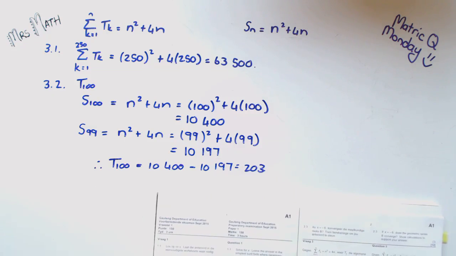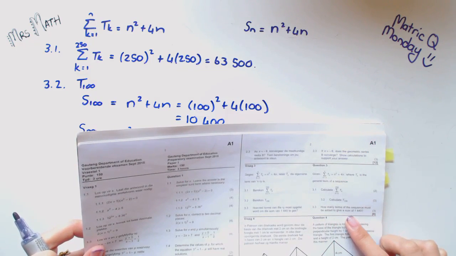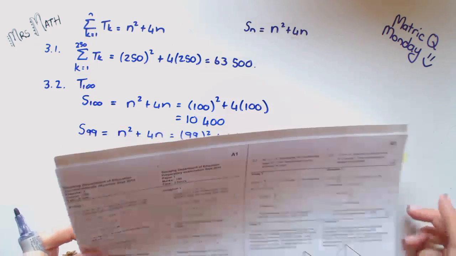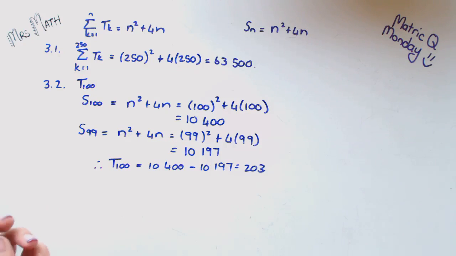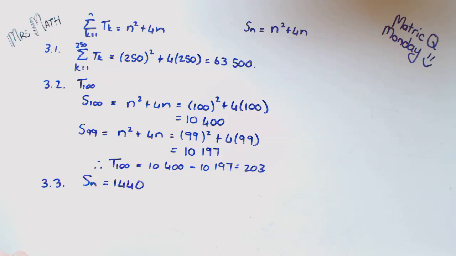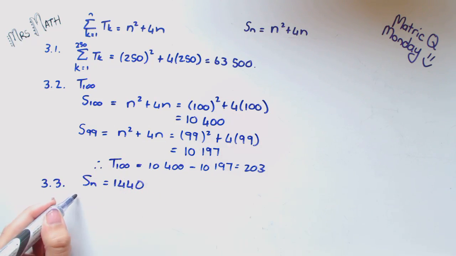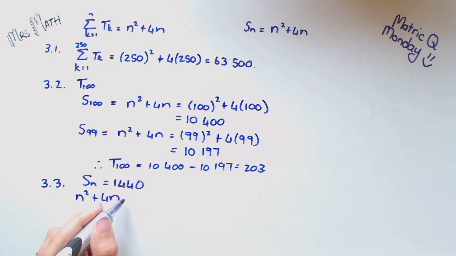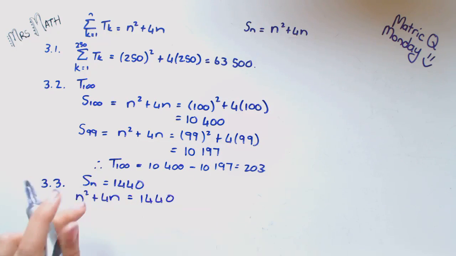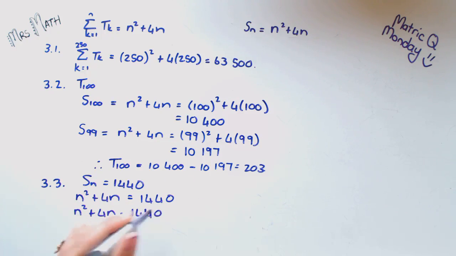And then in question 3.3 they say, how many terms of the sequence must be added to give a sum of 1,440? Right, so how many terms must I add to get a sum of 1,440? Okay, now I know my sum is given by the formula n squared plus 4n. And if I make that equal to 1,440, I bring the 1,440 over.